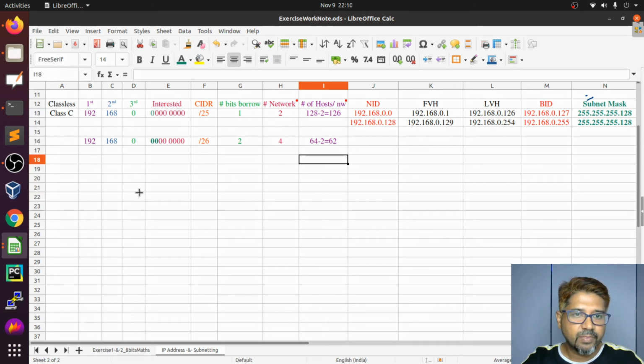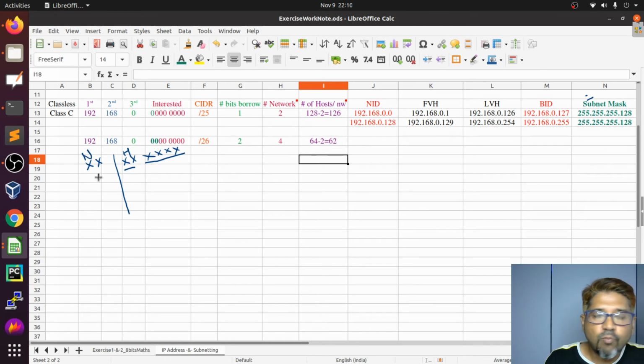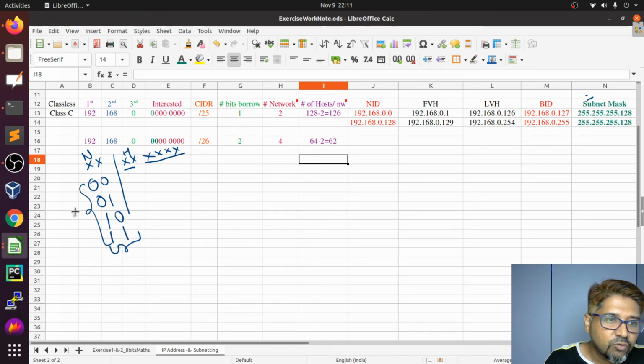So select this, and come to how many bits are borrowed, that's important. We borrowed 2 bits, and we have a total of 8 bits, since any octet has 8 bits. These are the whole host bits and 2 bits are borrowed into the network. So if you borrow 2 bits, what are the combinations of 2 bits? 00, 01, 10, 11. These 4 combinations will give you 4 networks.